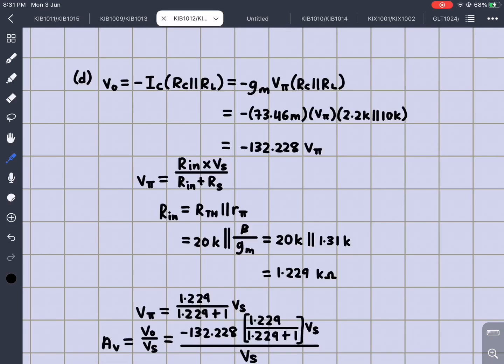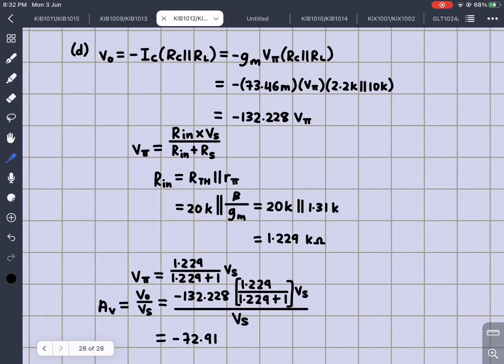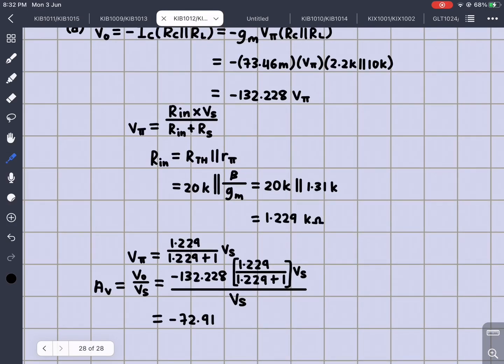R input is the parallel combination of RTH and R pi. R pi is equal to beta over gm. We will get the value of R input as 1.229 k ohm. Substitute the values of R input and Rs into the formula of V pi, and we will get an expression of V pi in terms of Vs.